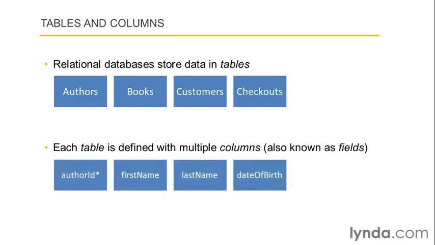When you design your tables, it's very important to include a single column known as the primary key. In this table, the author ID is the primary key. The asterisk indicates this. And then each of the other columns represents a particular bit of data. For example, an author might have the first name, the last name, and the date of birth.